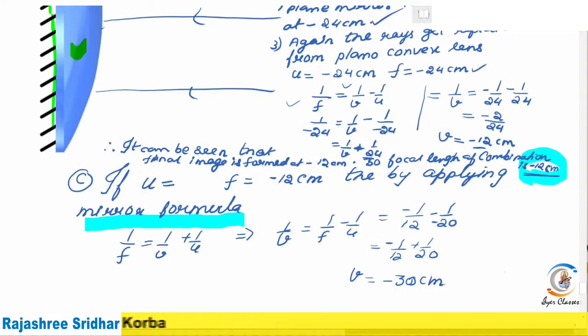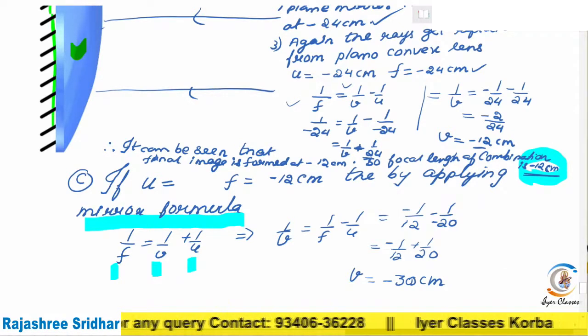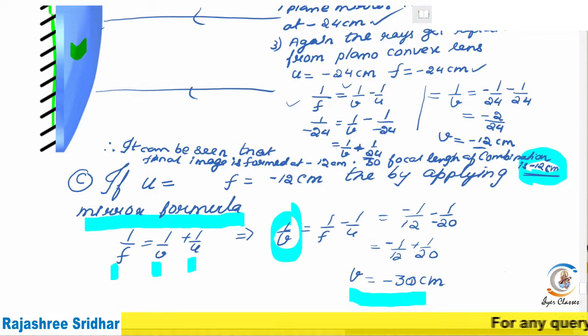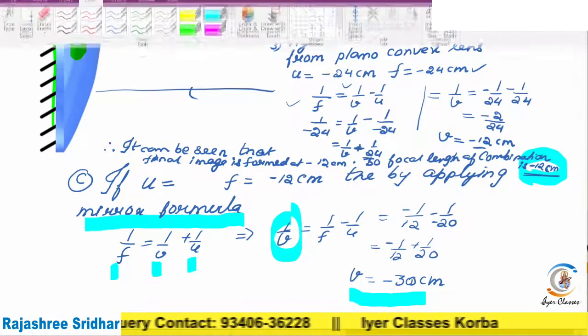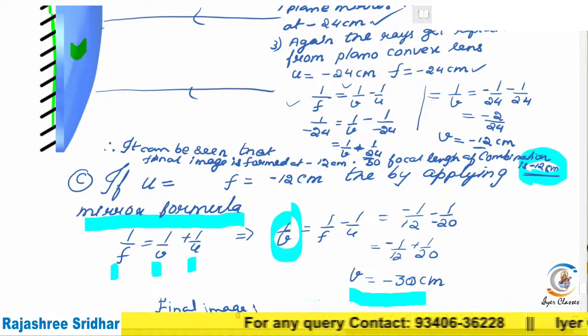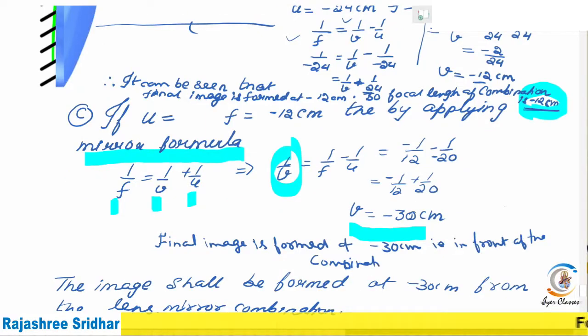We know the mirror formula is 1 upon f is equal to 1 upon v plus 1 upon u. So 1 upon v is equal to 1 upon f minus 1 upon u. Substitute the values and you get v equal to minus 30 centimeters. That simply tells you that the final image is formed at minus 30 centimeters, that is, in front of the combination, right? Okay, hope you understood it.